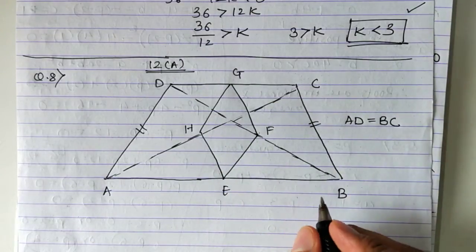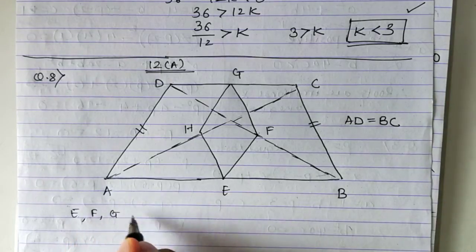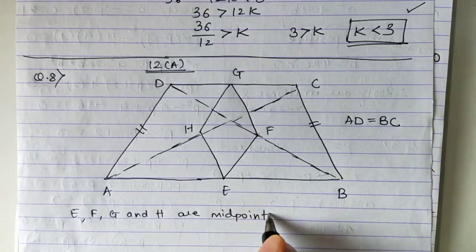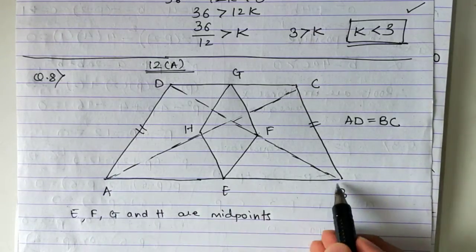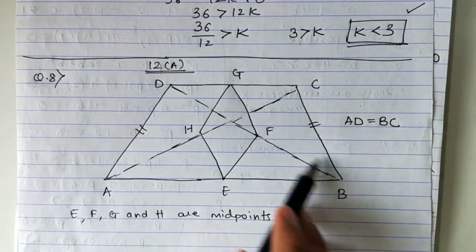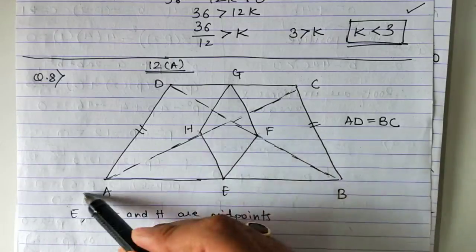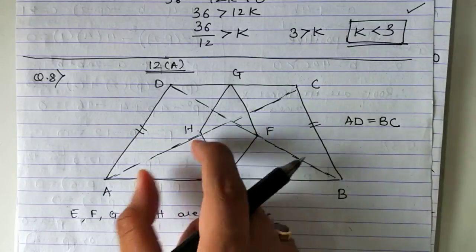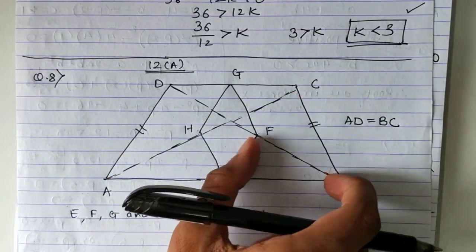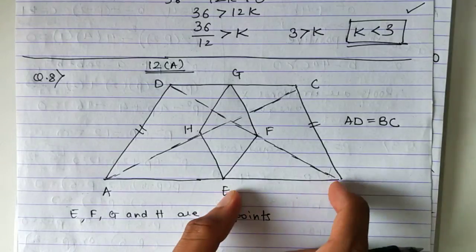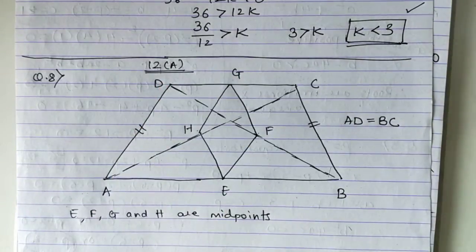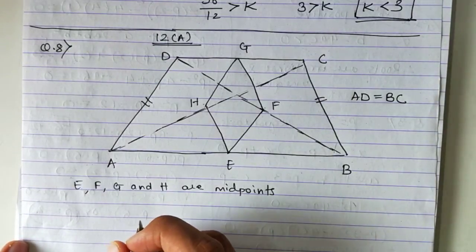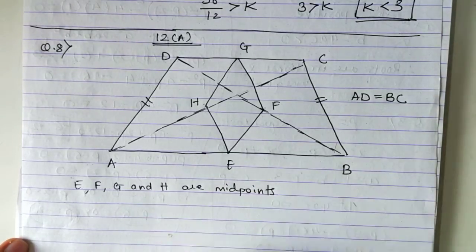EFGH, all are midpoints. So E, F, G and H are midpoints. E is the midpoint of side AB, F is the midpoint of side BD, H is the midpoint of side AC, and G is the midpoint of CD. So you understand that H is a midpoint means these both are equal, F is a midpoint means these two are equal, correct? E is a midpoint and G is the midpoint. So how to solve this sum? In this sum we have to apply the midpoint theorem 4 times in different triangles.